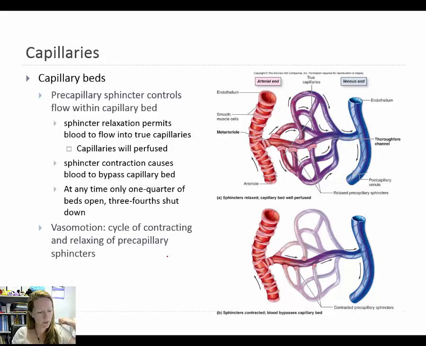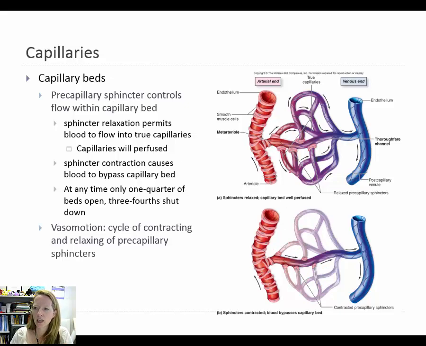The reason being is because of just the vast amount of capillaries we have in the body. There are 60,000 miles of capillaries in the body. That's an enormous amount. We don't have enough blood to fill up 60,000 miles of capillaries. So you're thinking, well, what happens if tissues need blood? We can't have a situation like this where there's no blood going to our tissues.